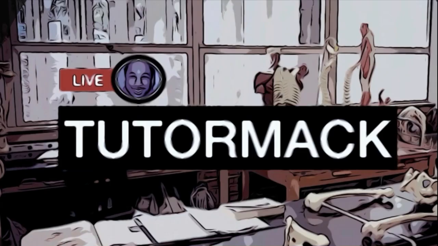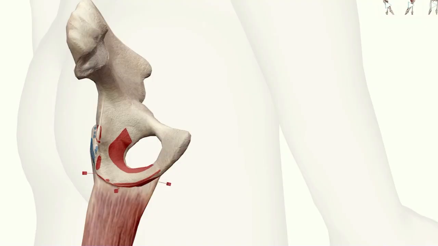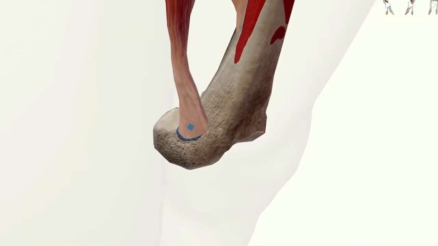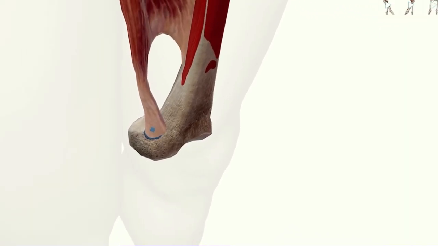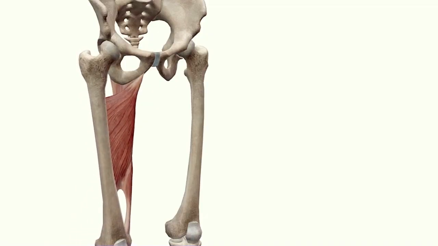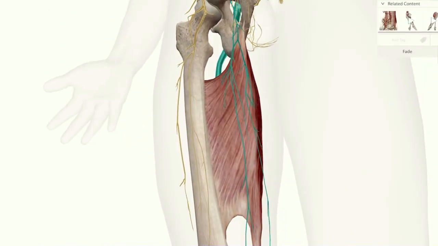Now, let's shift our focus to the adductor magnus muscle. Here, we can see its extensive origin from the inferior ramus of the pubis to the ischial tuberosity. Here, we can see the insertion of the adductor magnus muscle at the linea aspera and also on the adductor tubercle of the femur. The adductor magnus contributes to hip adduction and flexion. And of course, it's innervated by the reliable obturator nerve.